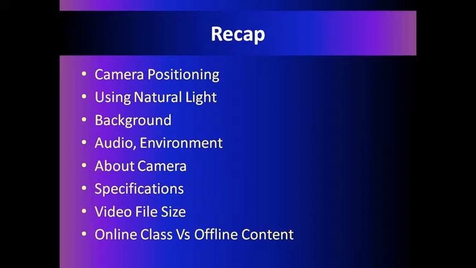Before we start, let's see what we learned in the previous episode. In the previous video, we learned about the camera positioning, how up, how down, how far, how close. Then we discussed the lighting, mostly focusing on natural light. Then we discussed the background, how clutter-free it needs to be. We spoke about the audio environment, then the type of cameras, the specifications, video file size, and finally the difference between online classes and offline content creation. Now let's get into action.